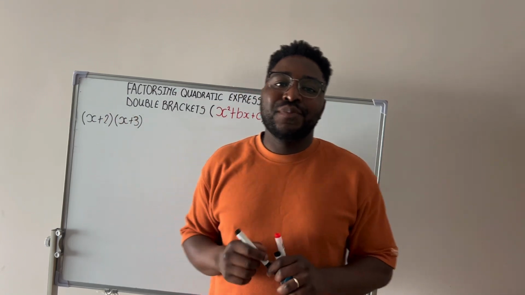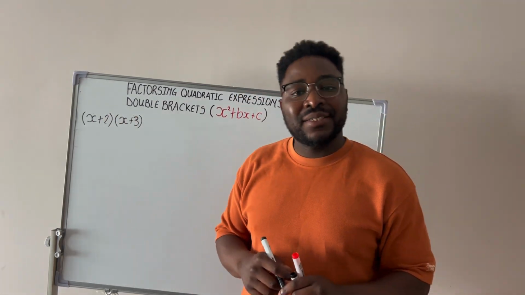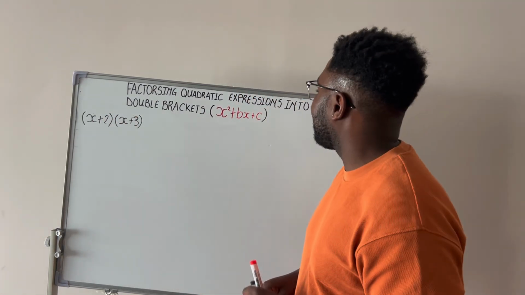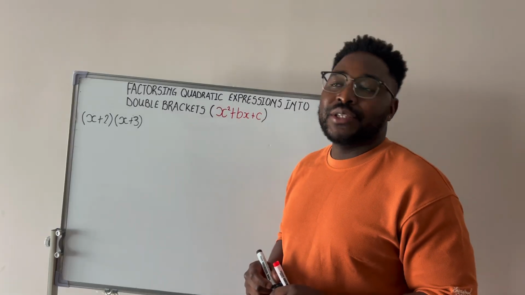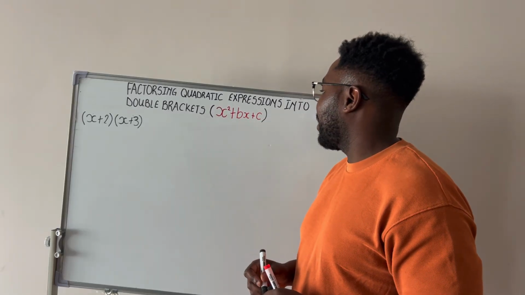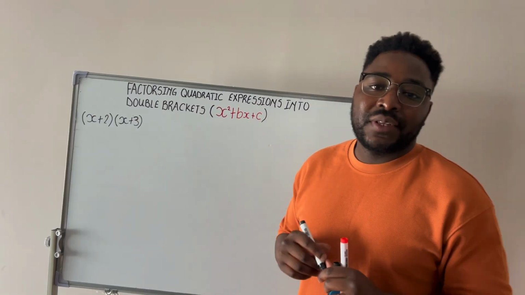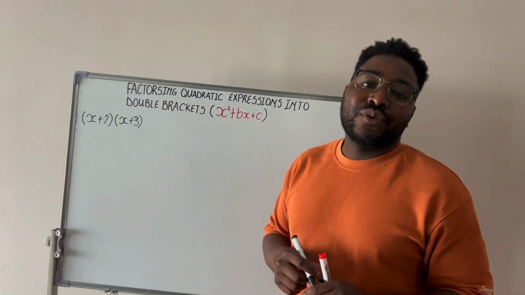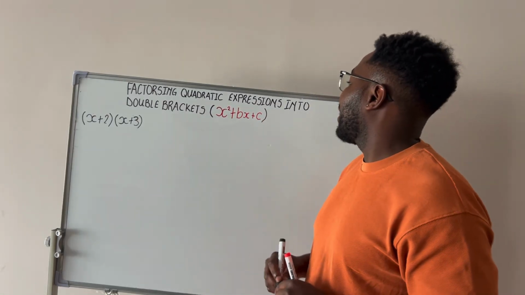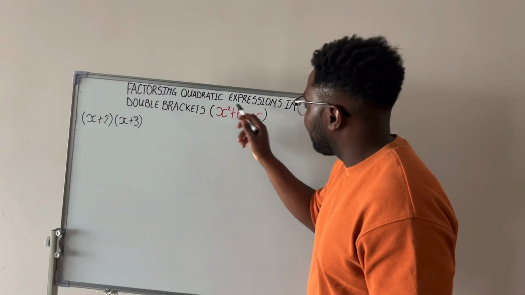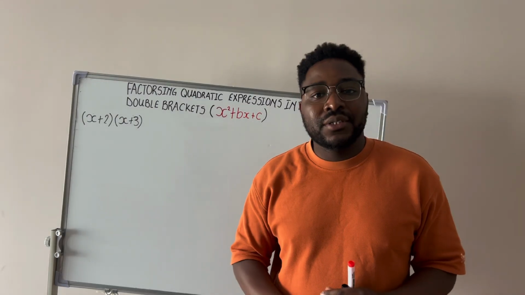Hello everyone, it's Mr. Salimata over here, and in today's lesson we'll be looking at factorizing quadratic expressions into double brackets of the form x squared plus bx plus c with a leading coefficient of 1. By the end of this lesson, every student should be able to factorize quadratic expressions into double brackets of this form with a leading coefficient of 1.